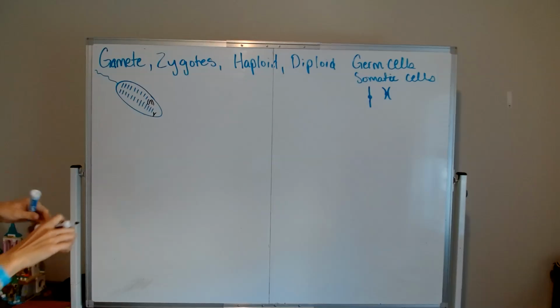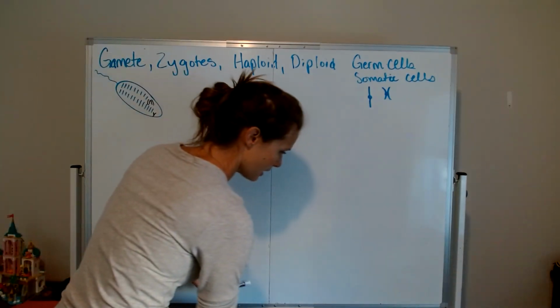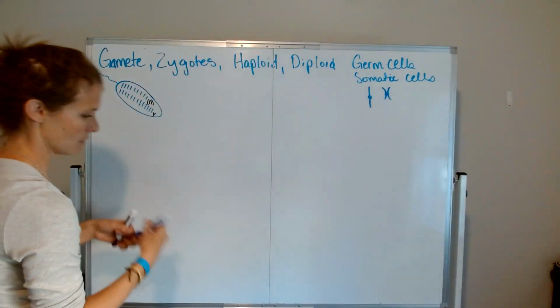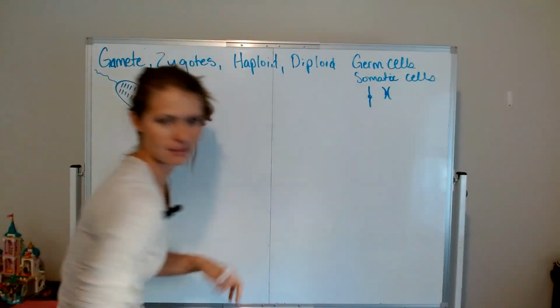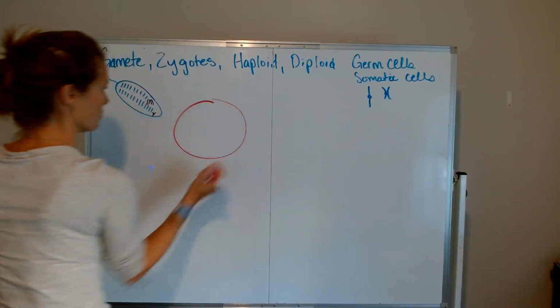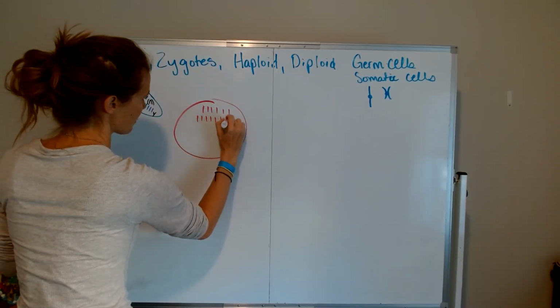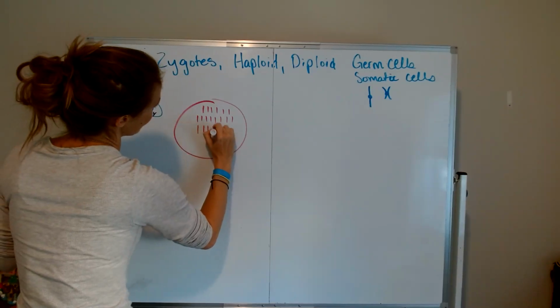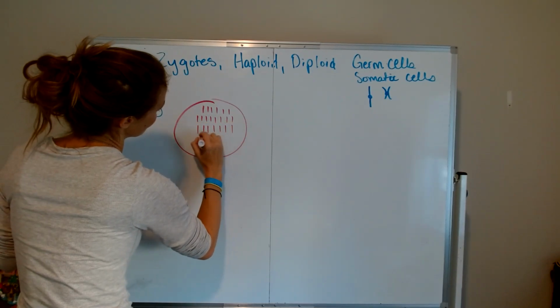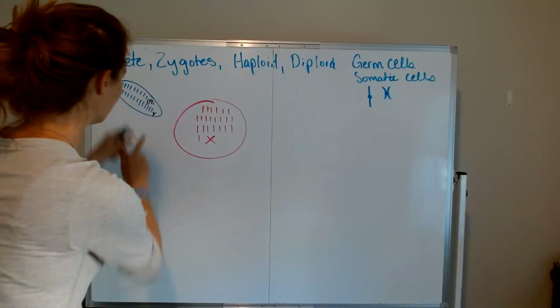Now, if we're going to look at mom, let's do mom in a different color. Let's do mom in this pink. Okay, let's do the egg cell, the ova, like this. 1, 2, 3, up to 22, and she will always give an X. So that's in the ova, that's in the sperm.